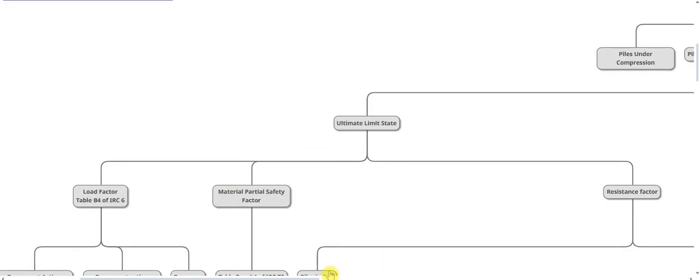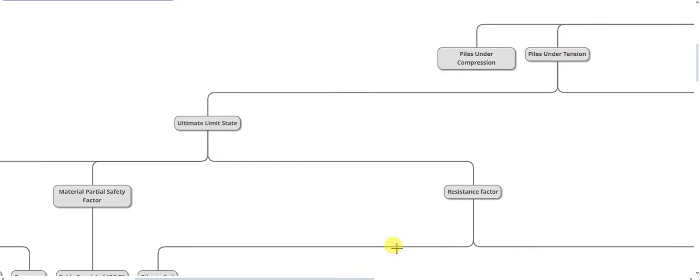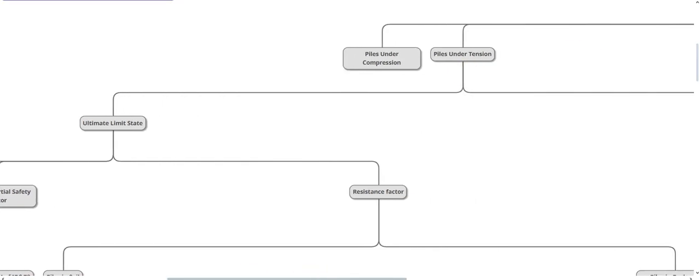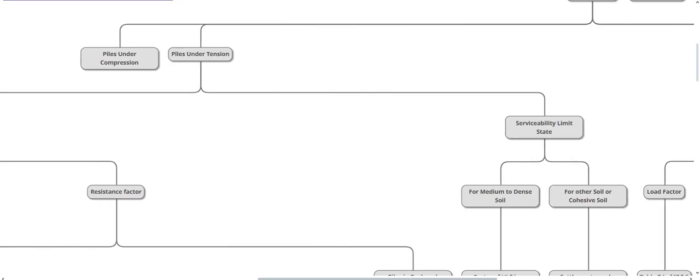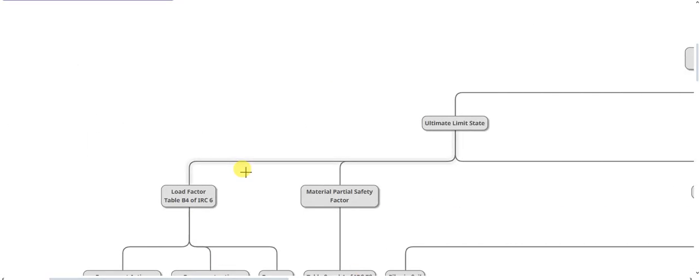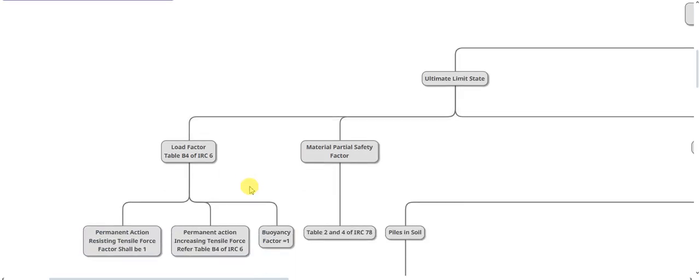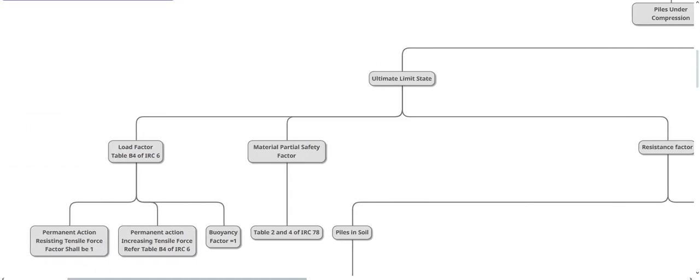So we'll continue our discussion with piles under tension. Here we have two cases. One is the ultimate limit state and second is the serviceability limit state. So again, in ultimate limit state, we have three factors: the load factor, the material factor and the resistance factor.